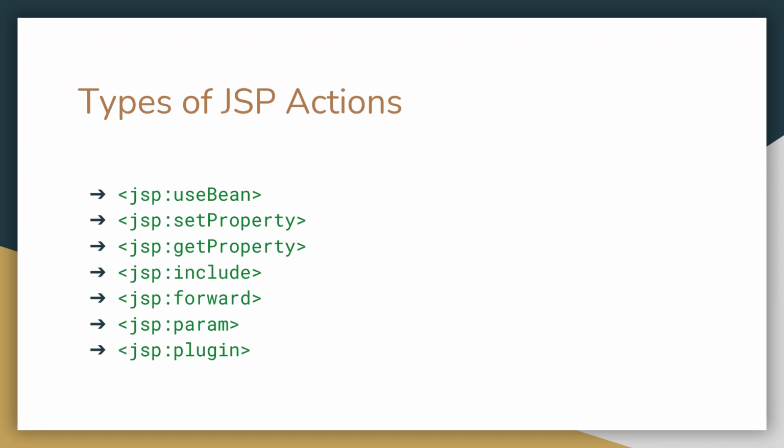There are several JSP action tags. The most important ones are useBean, setProperty, getProperty, include, forward, param, plugin, etc. We will look at each of these one by one.